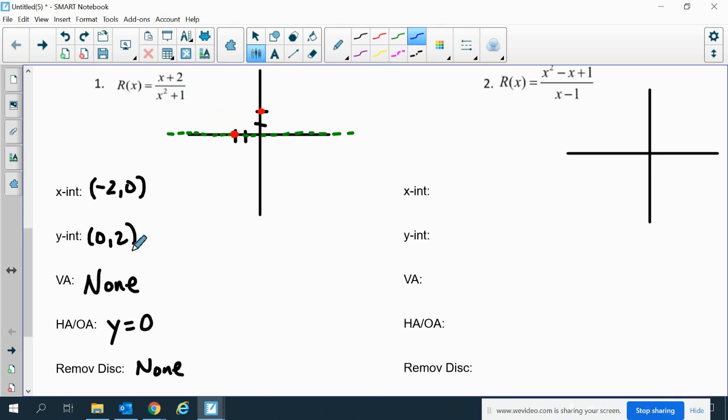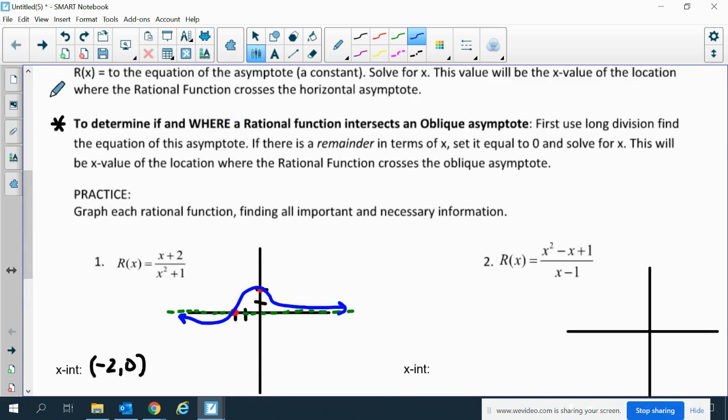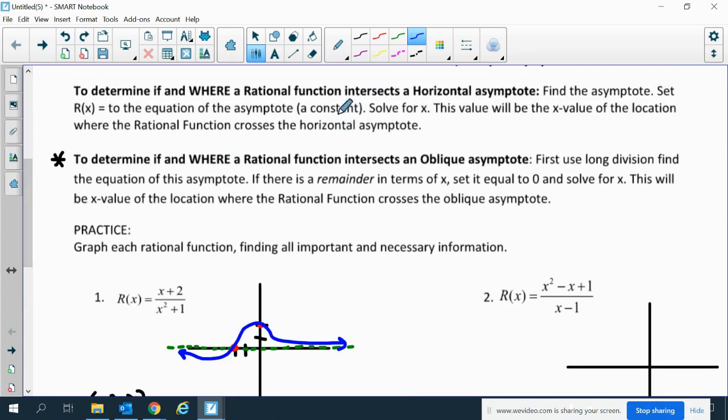In order to graph this, I have to use all of this information now. So I know that I'm going to be approaching the line y equals 0 as I go off to infinity. And I'm going to be coming from this point. I know that I'm going to cross here, and then I have to come back toward the line y equals 0 again.